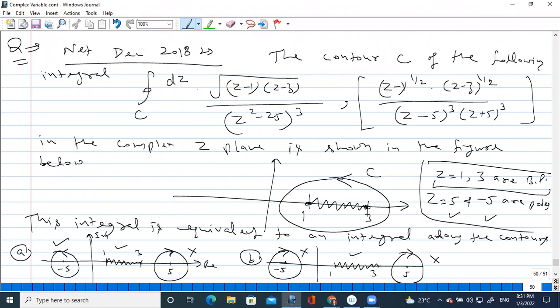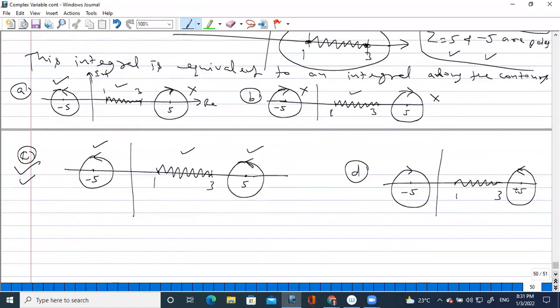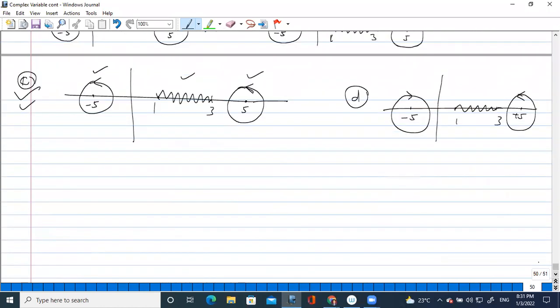Okay? So it is a branch cut. In between them, if you draw a line, that is a branch cut. But that everything should be out. So on that analogy, we can say that option C is the correct answer. Okay? So just 2-3 lines you can mention so that you can remember it.